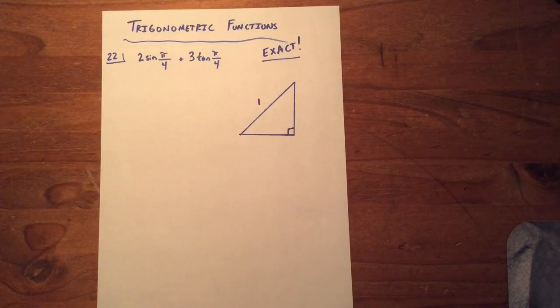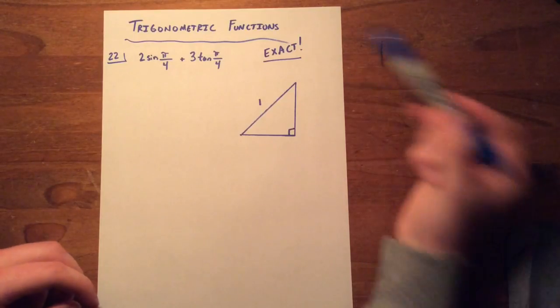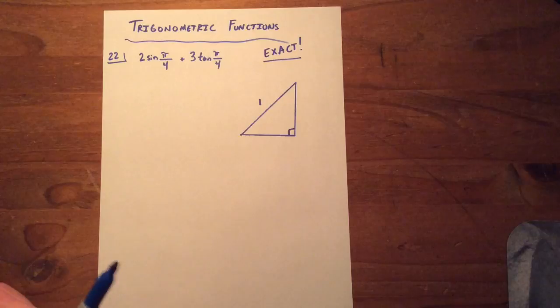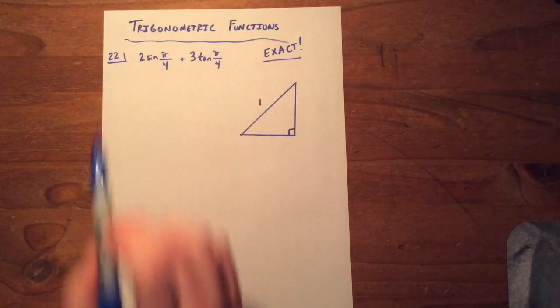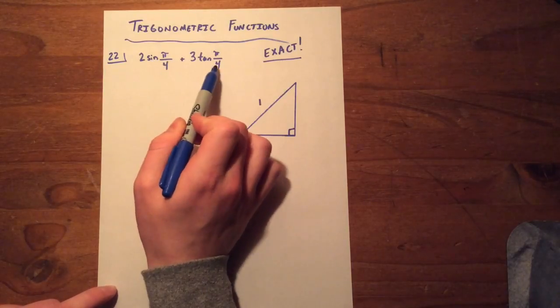Alright, guys and gals, we're going to be examining trigonometric functions, finding exact values of expressions involving certain angles in terms of degrees or radians. This example is in radians with some operations upon it. So the first thing we look at here is we see that we have sine of pi over 4 and tangent of pi over 4.